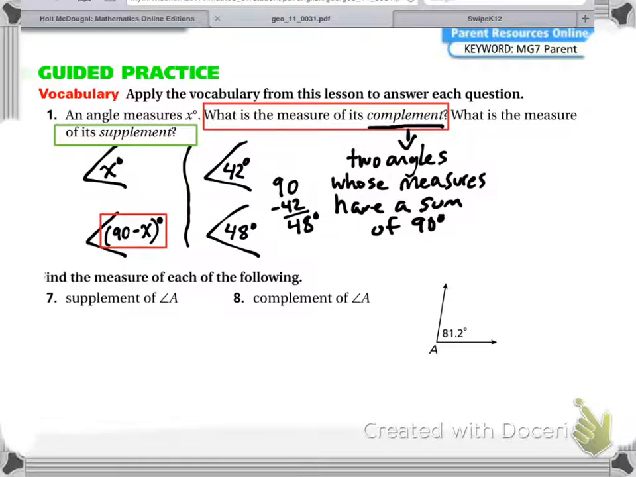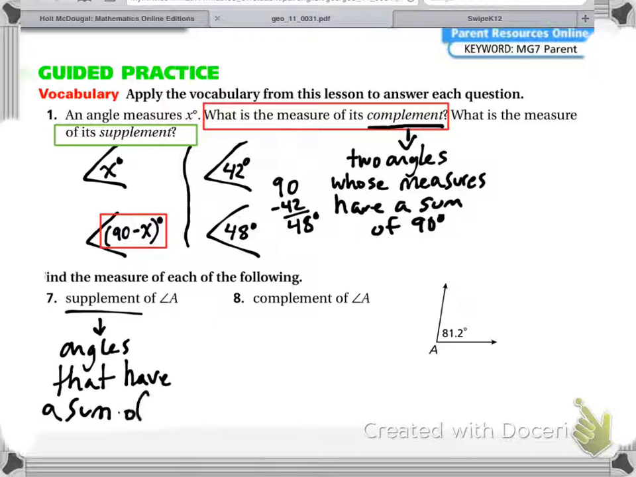Alright, and if we look at number 7 and 8, these are examples of that. So if we were to find the supplement of A, remember that supplement angles have a sum of 180 degrees, okay? And then again, this one would be 90 degrees, all that same stuff, but instead it's 90 degrees.